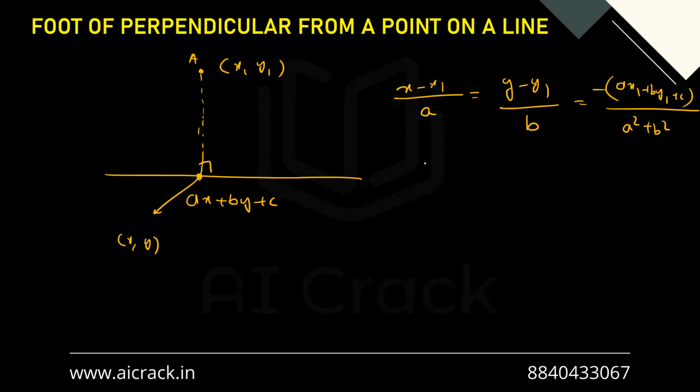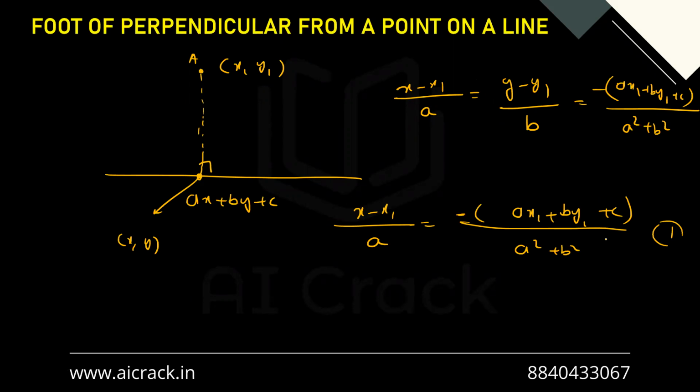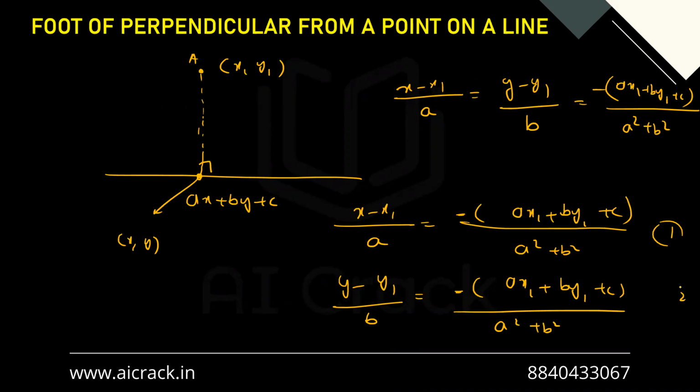So basically, how do we have to solve this one? We have to write x minus x1 divided by a equals to minus times ax1 plus by1 plus c divided by a square plus b square. We have to solve this equation first, and then we have to solve y minus y1 divided by b equals to minus times ax1 plus by1 plus c divided by a square plus b square. Then we have to solve this one, and this way you'll get the coordinates of x and y, basically coordinates of this particular point. So you'll get the x and y value.